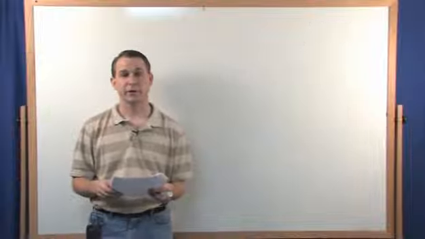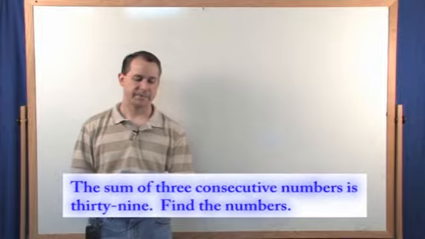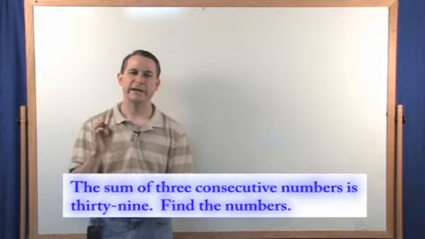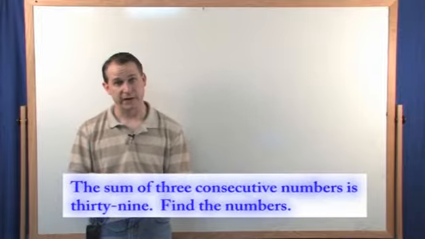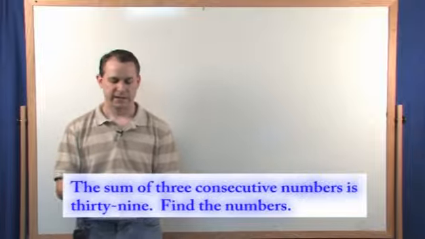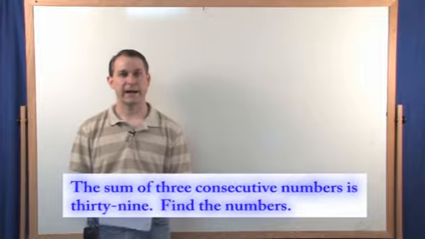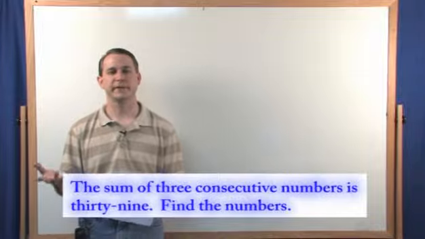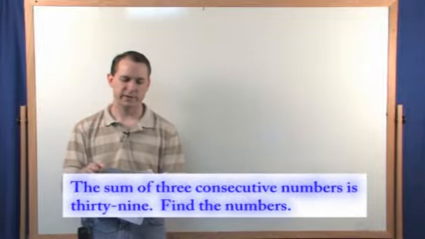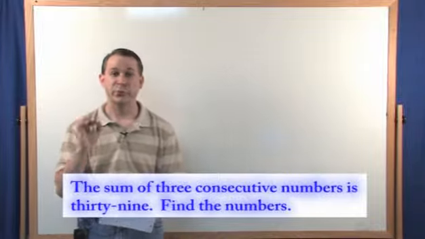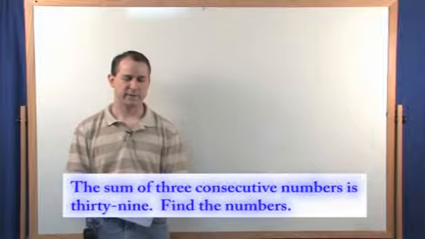Okay, the next problem goes something like this. The sum of three consecutive numbers is 39. Find the numbers. Now this problem is a little intimidating when you first look at it because it doesn't look long enough to give you enough information. Let's read it one more time. The sum of three consecutive numbers is 39.